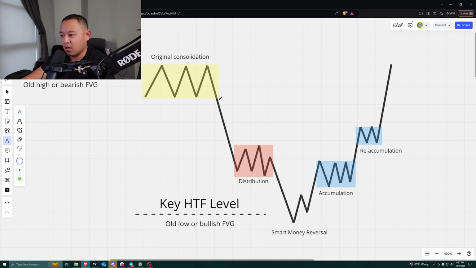All right, so all of this, and there could even be multiple levels of distribution in here, which I'll show you in some of the examples. There might be multiple levels of distribution in here that we might target after we get that smart money reversal. All right, I'm just showing you guys an example of what it might look like.